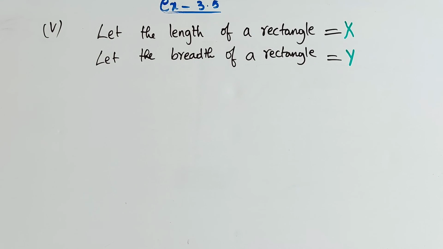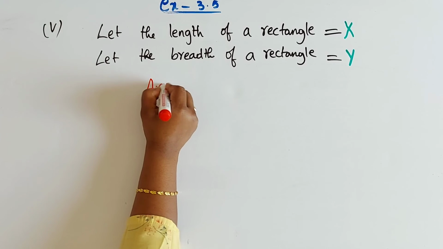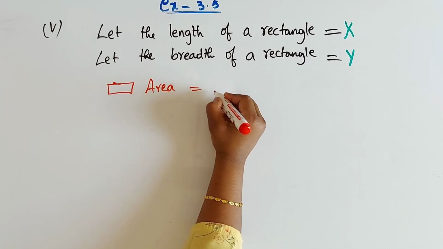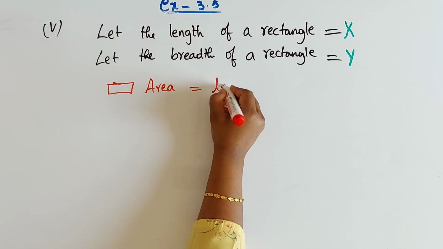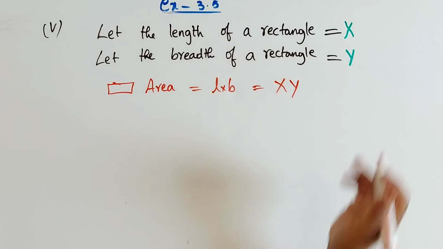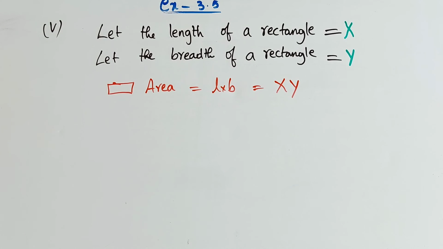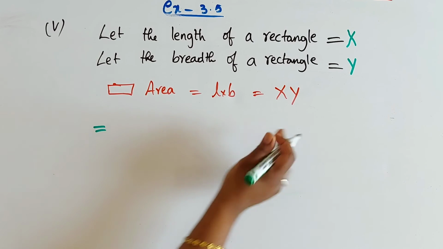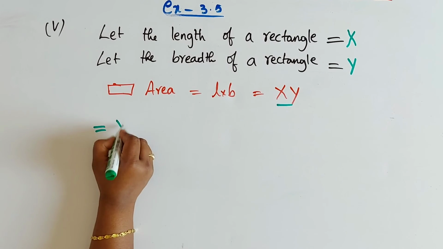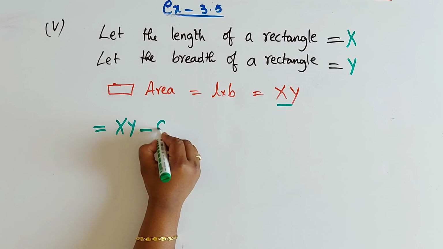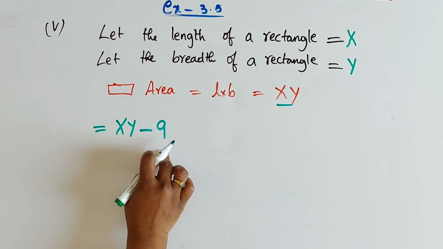We know the area formula, children. What is the rectangle area? Rectangle area equals length into breadth, L into B. That means here x into y. We have taken xy, no? So, x into y. What is the first statement? The area of a rectangle gets reduced. That means area of a rectangle means xy. Xy is reduced. Reduced means minus how much? 9 square units. Xy minus 9.